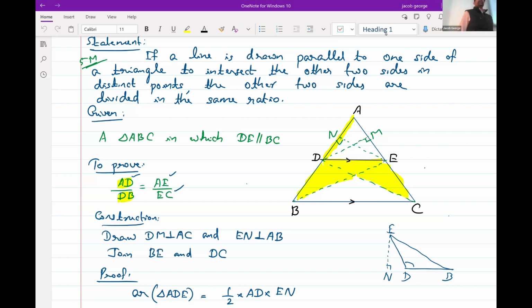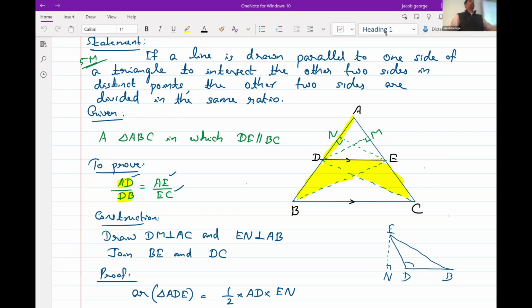ABC is the triangle. Then a line is drawn parallel to one side. DE is parallel to which one? DE is parallel to BC. DE is drawn parallel to BC to intersect the other two sides at distinct points. What are the other two sides? AB and AC. What are the distinct points? D and E are the distinct points.